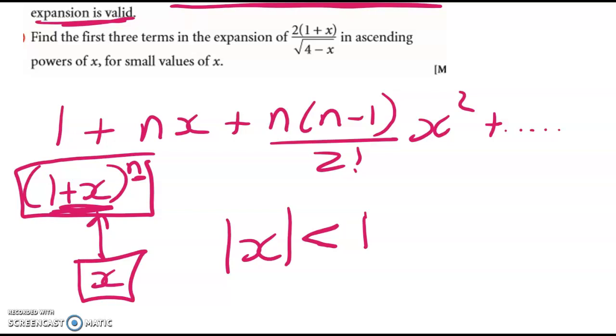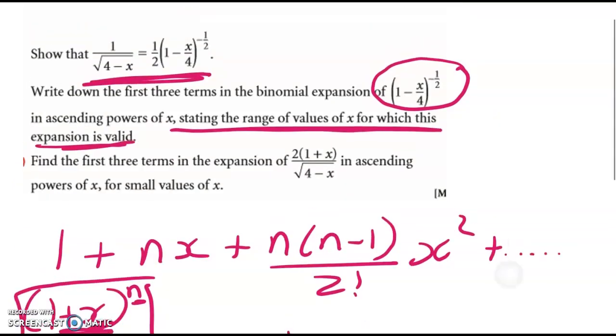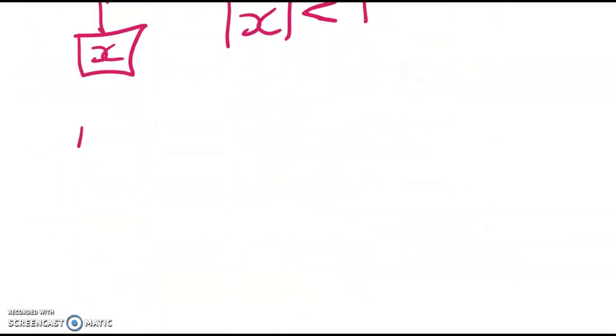The difference is that we won't be working with an x here, we're going to have something else. It might be negative something something. Okay, right, so let's get going. First we have to do that with a little bit of algebra, and then we do the binomial expansion.